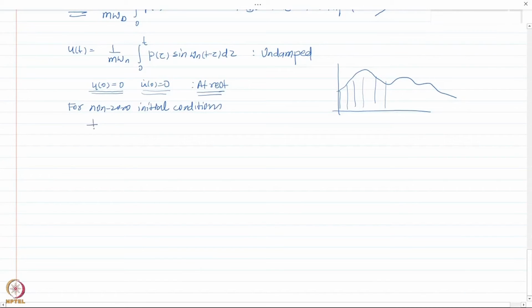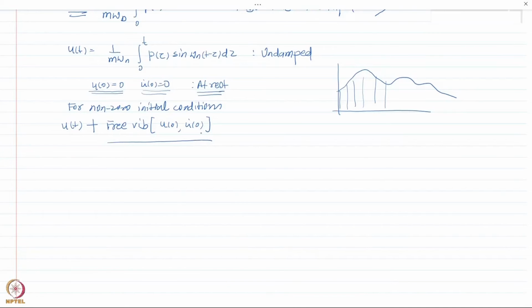Okay, you need to add the response that you get due to free vibration with initial conditions u0 and u dot 0, which is not very difficult. We already have derived the expression for this for undamped free vibration and damped free vibration. So if there is any kind of initial condition, that needs to be added to the expression that we have derived here.